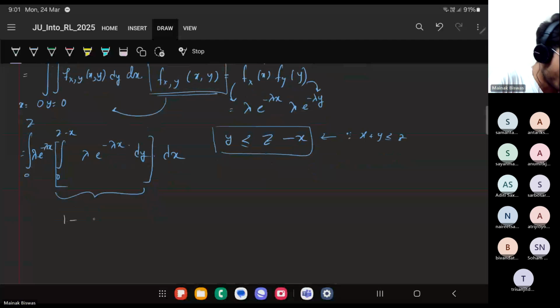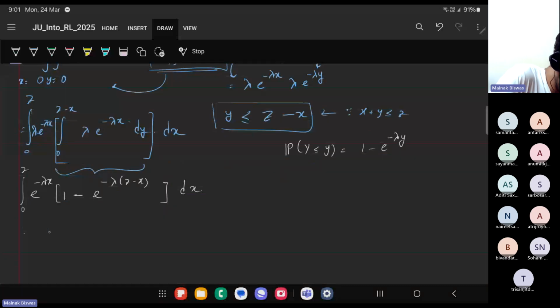Fine. So now for the next part, this will become the integral from 0 to z of e to the power minus lambda x minus e to the power minus lambda z dx.